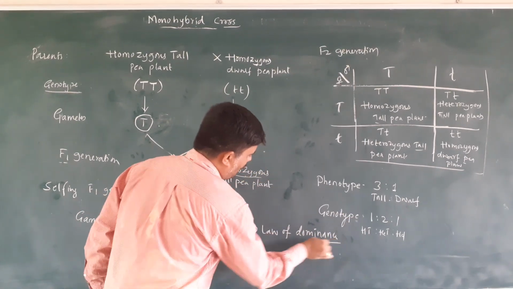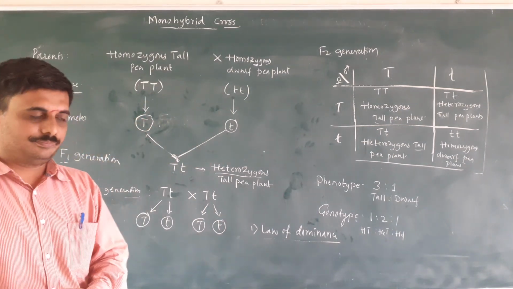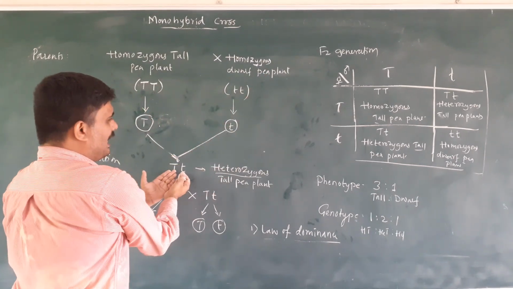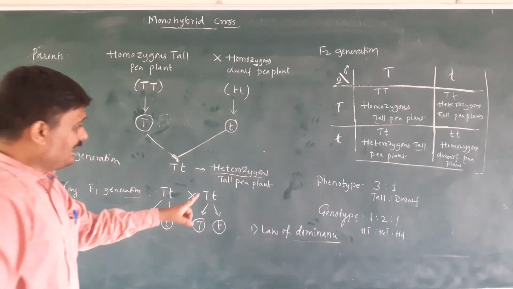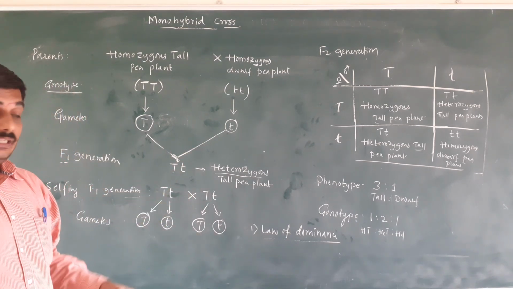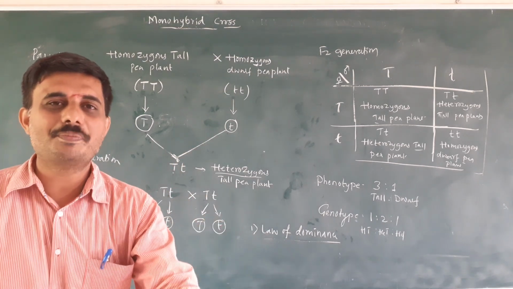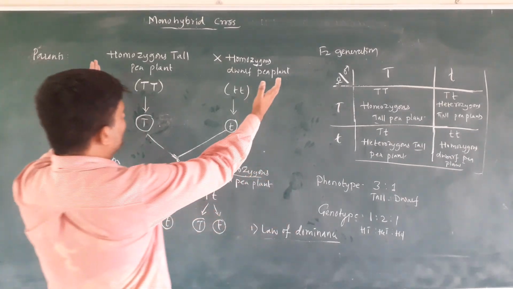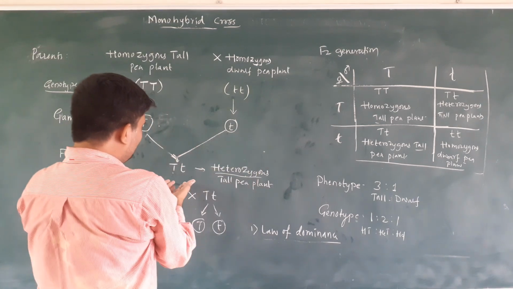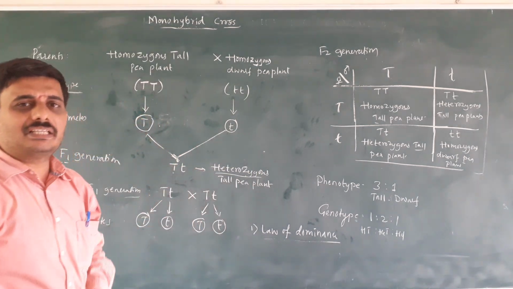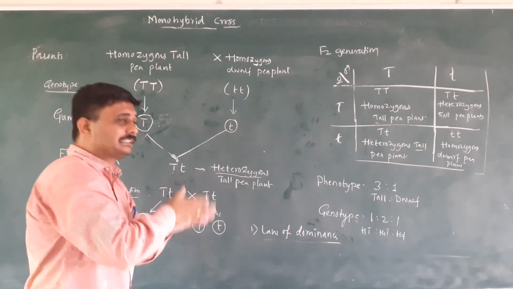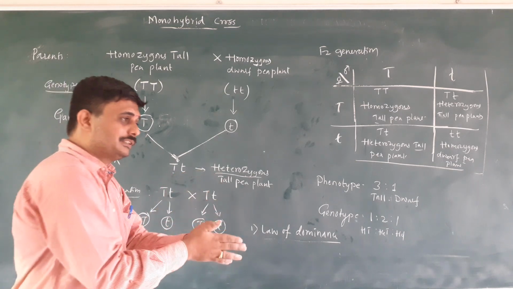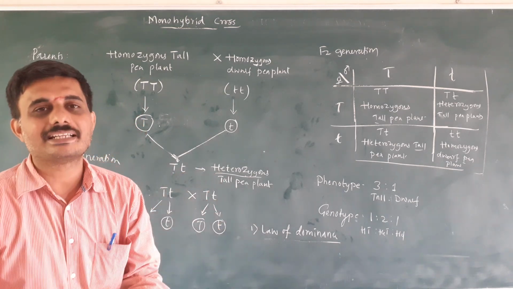One is the law of dominance. What is the law of dominance? Whenever you bring two contrasting characters into hybridization, the character which is expressed in the F1 generation is called a dominant character. The character which is not expressed is called a recessive character.